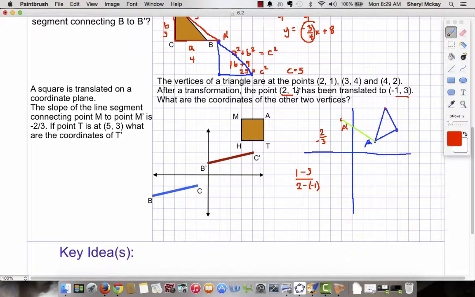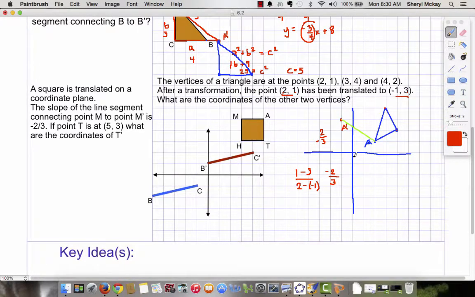I took y1 minus y2, over x1 minus x2. So 1 minus 3 is negative 2, and 2 minus a negative 1 is 2 plus 1, which is 3. So it's the same thing, negative 2/3. So once I know that, then I can do the same thing for these other points, okay?